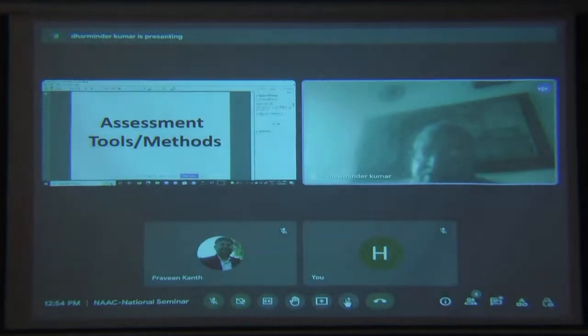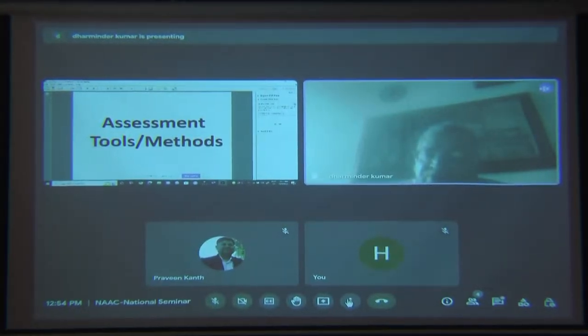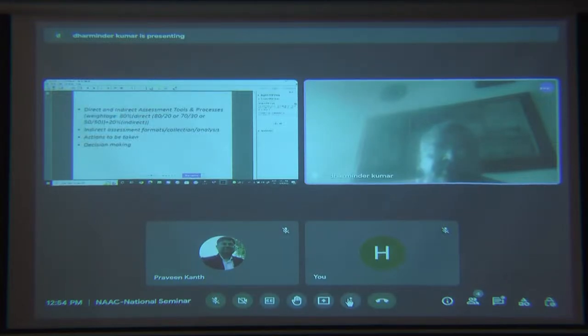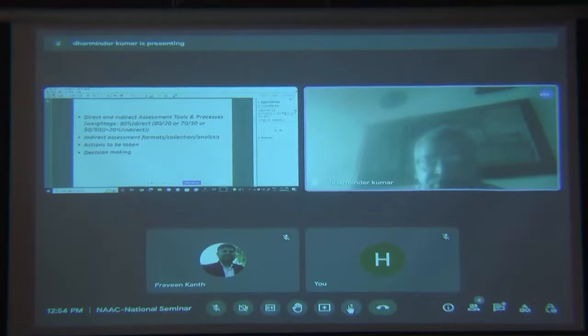Then you have to identify the various assessment methods. Your teacher as well as your student must know in advance the various assessment methods or tools to evaluate the performance of the student. Like in the case of tier 2 institutions such as BRCM Bahal College of Engineering, we are following affiliated university norms where you might have only direct methods. So normally in OBE, direct methods alone are not adequate to evaluate the performance of the students.